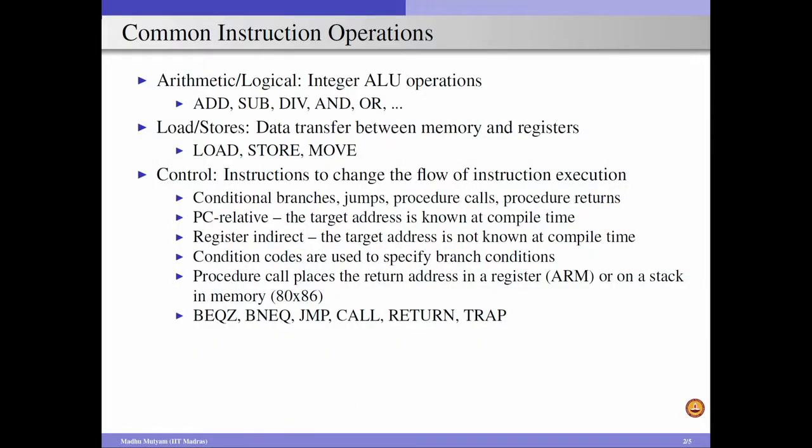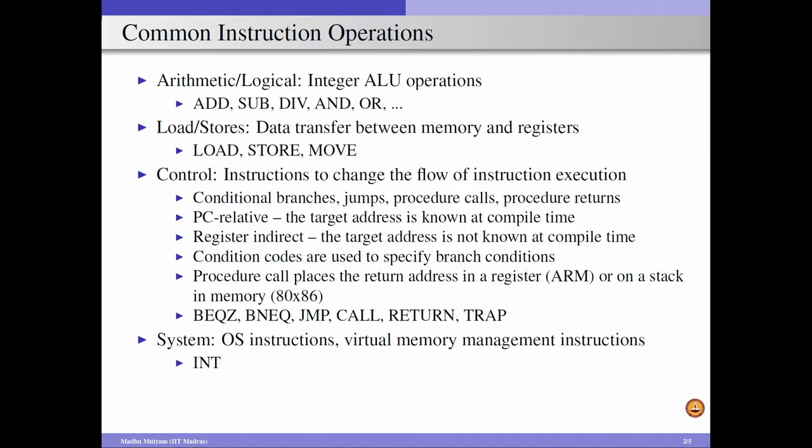And typical examples of these control transfer instructions are branch equal to 0, branch not equal to 0, jump instruction, call, return, trap, and so on. So, these are the three types of instructions almost all the ISAs need to have.